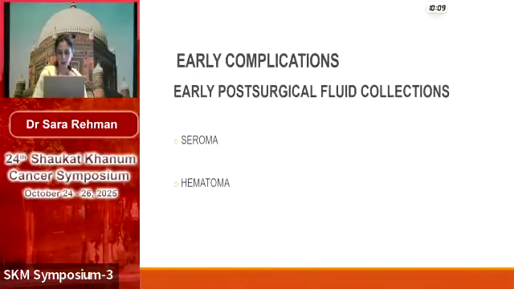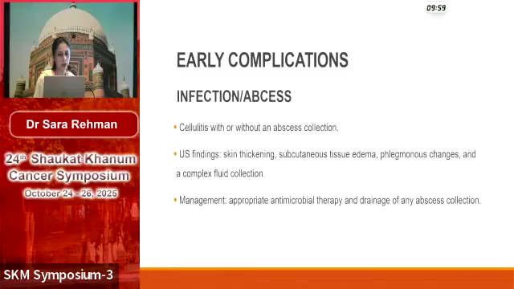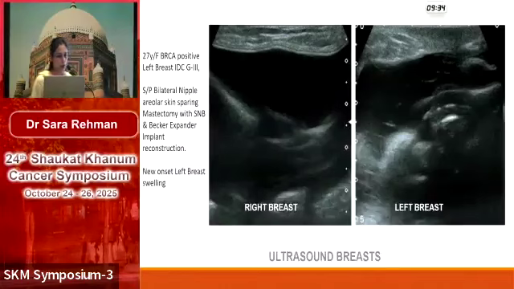Now coming to implant-related complications. In the early postoperative period, we can have fluid collections such as seroma and hematoma within the capsule or extracapsular, and they often need drainage to relieve the patient's symptoms. Infection is by far the most common cause of morbidity associated with breast implants, and they occur most commonly in the perioperative period and are mostly due to contamination of the implant, surgical instruments, or skin. And often we have other signs of infection such as skin thickening, edema, phlegmonous changes, and complex collections. And these are managed with antimicrobial treatment and drainage of collections.